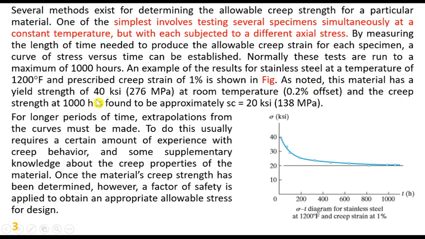As noted, this material has a yield strength of 40 ksi, 275 megapascal at room temperature, 0.2% offset, and the creep strength for 1000 hours is found to be approximately sigma_C equal to 20 ksi, 138 megapascal. For a longer period of time, extrapolations from the curve must be made. To do this, you will require a certain amount of experience with creep behavior and some supplementary knowledge about the creep properties of the material. Once the material's creep strength has been determined, however, a factor of safety is applied to obtain an appropriate allowable stress for design.